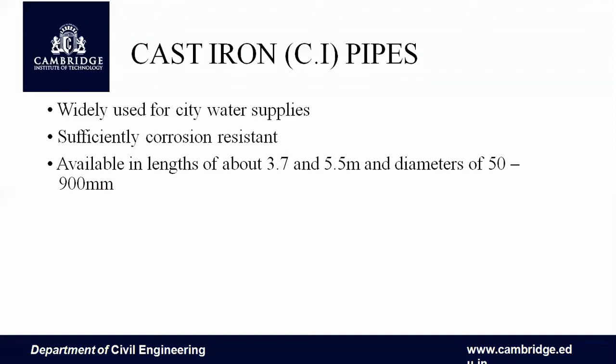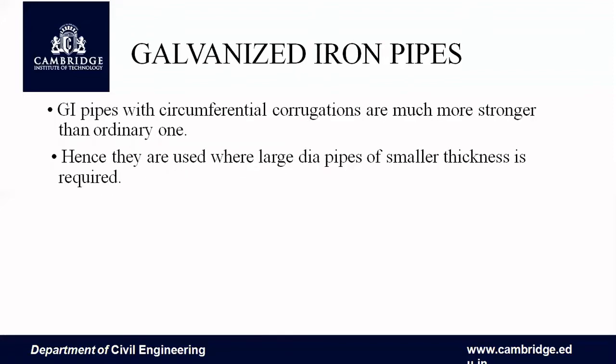Those are all the disadvantages of cast iron pipe. Next one is galvanized iron pipe. The circumferential corrugations of galvanized iron pipes are much stronger than the ordinary one. Hence, it can be used where large diameter pipes of smaller thickness are needed. Generally, it is widely used for internal connections in buildings.